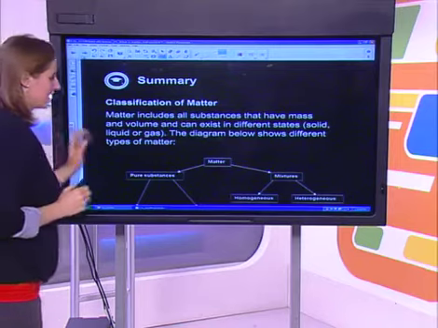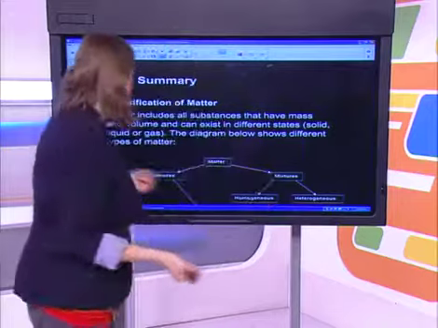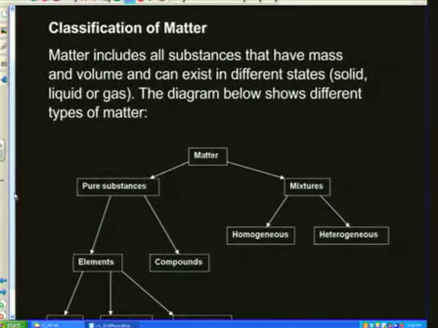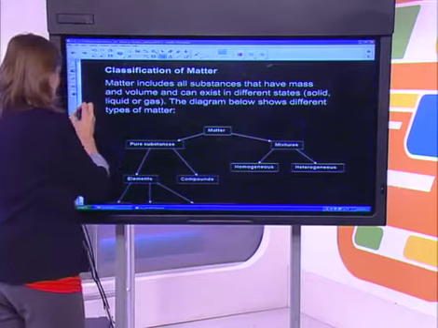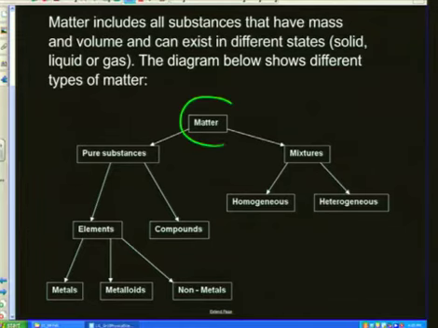Now it's time to get on with our lesson. So, let's go through a bit of a summary about what we mean when we say the classification of matter. Firstly, it's important to notice that matter includes all substances that have mass, volume, and can exist in different states. So, everything around us that we can see is made up of matter. All substances would be matter. So that's our big general term.